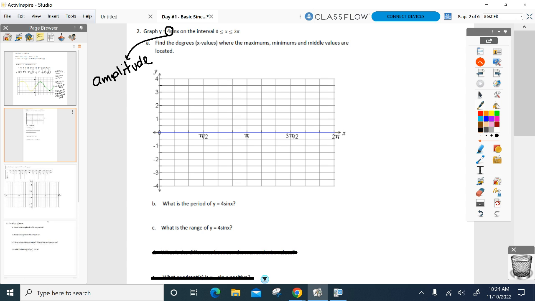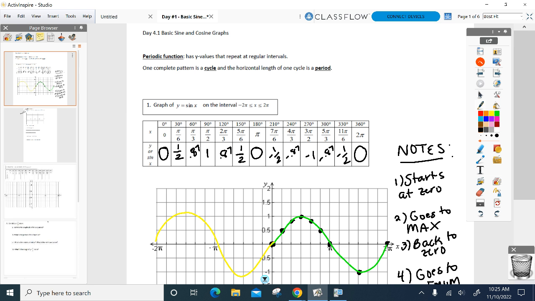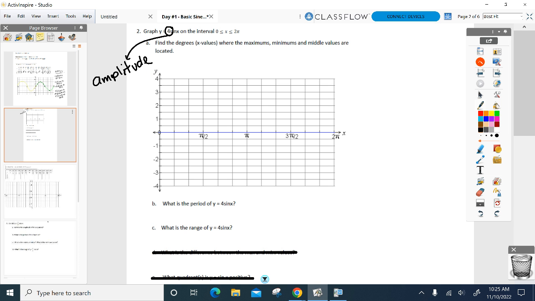Amplitude. That now tells you how high and how low it's going to go. So it's not going to go to 1 and -1 anymore. It's going to go up to 4 and down to -4. That's what that number out in front, the amplitude, tells us. So graphing it, no table. Don't want it anymore. Takes too much time. Where does sine start? It's going to start at 0, guys. Sine always starts at 0 for now. Next week, that may change.